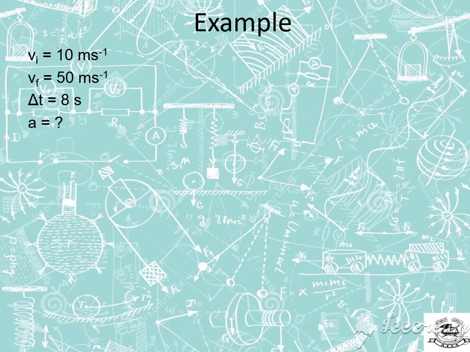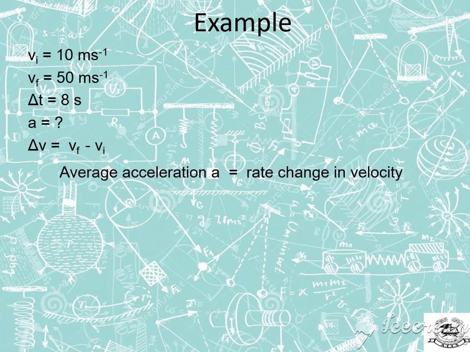Now, putting the formula for the acceleration which we have learned, delta V, that is change of velocity, is equal to Vf minus Vi. So, average acceleration is equal to the rate of change of velocity, delta V, which is Vf minus Vi, upon the change of time, delta t. So, 50 minus 10 upon 8. So, we have got 40 upon 8, and that becomes 5 meters per second square. So the average acceleration over here is 5 meters per second square. The calculation is really easy. You just have to observe it carefully.